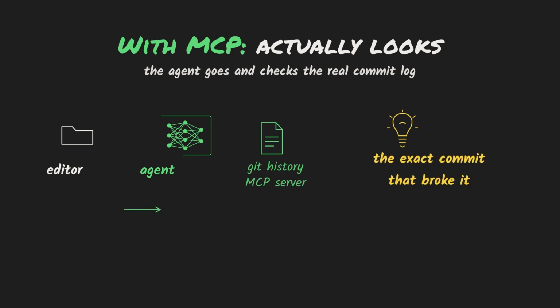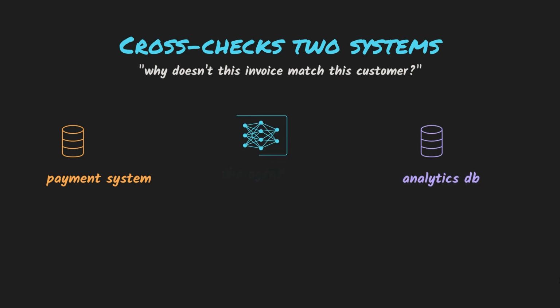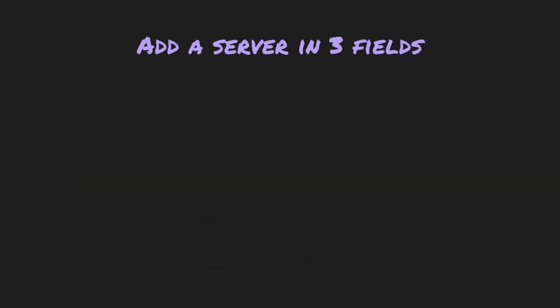Or say you connect an agent to your company's payment system and your analytics database at the same time. You ask it why an invoice doesn't match a customer record, and it goes back and forth between both systems on its own, cross-checking data until it finds the mismatch and explains it to you in plain English.